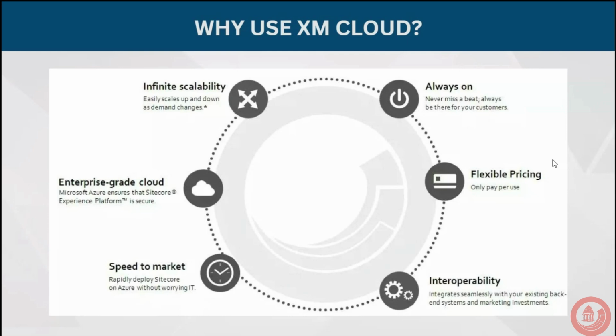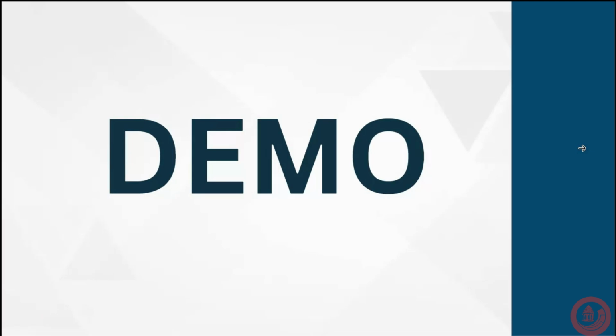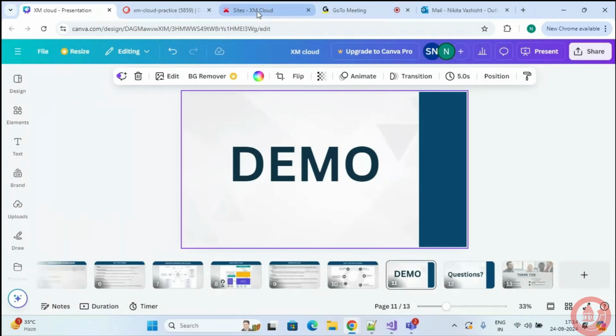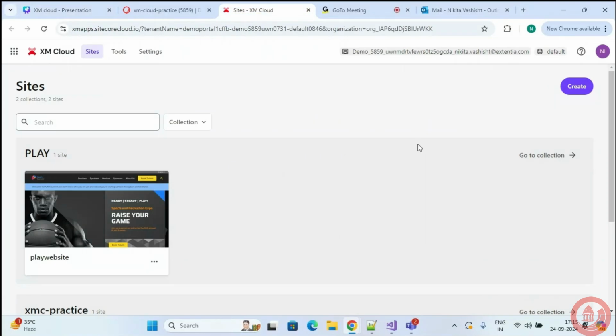So let's quickly move towards the demo. Over here, it's my cloud portal. Let's talk about some features that we can see over here. On my top left hand side, I can see the sites. Over here, all the available sites are present in my XM Cloud, whatever I've created. This Play website is a demo site that XM Cloud provides on the demo portal. When you actually install it on your local, you will not be able to see this Play website. Apart from that, I've created one X-Axis site.